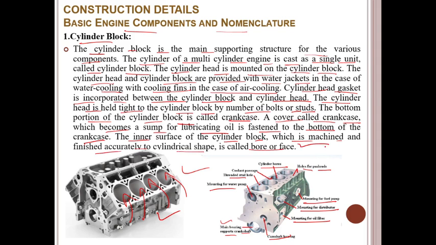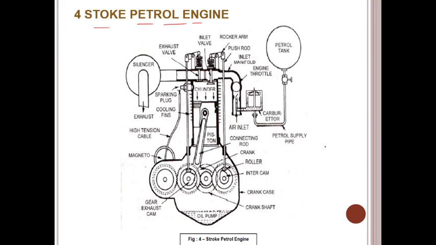So we know all the details here: crankcase, crankshaft, there is a silencer, an exhaust valve, inlet valve, rocker arm, push rod, inlet manifold, engine throttle, petrol tank, petrol supply, carburetor, guys, and an air inlet for suction.